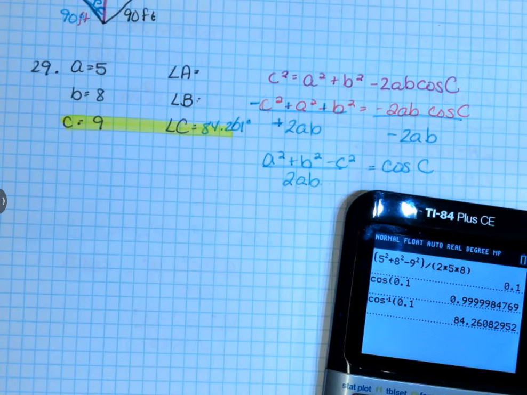Yes, because with law of cosines, you don't need to worry about adding or subtracting from 180. Whatever it gives you, that's your answer.